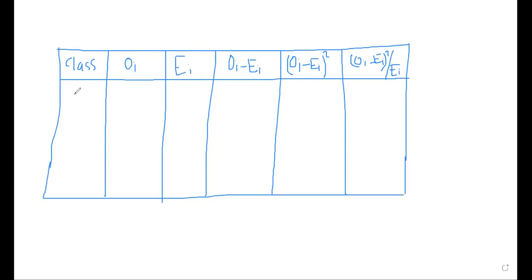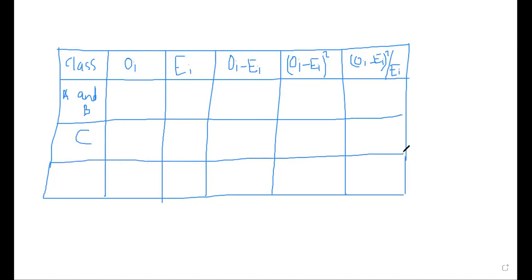I already told you that some of the frequencies are less than 10, so you have to first regroup. First I will regroup classes A and B. Class C, there is no change. Then I will regroup D and E.